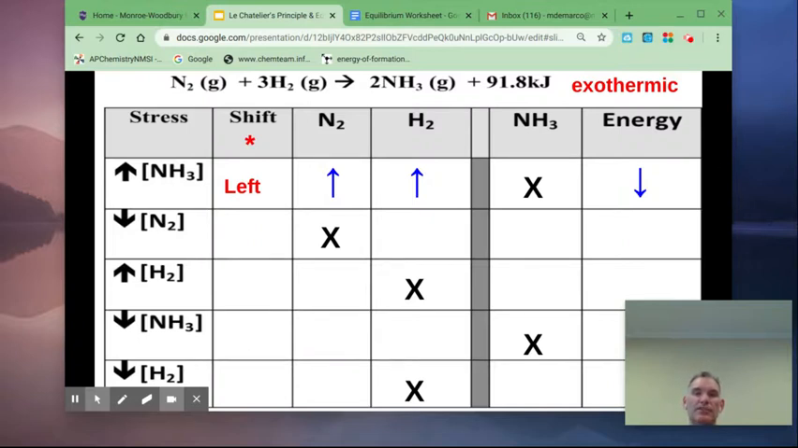So take a look at number 2. It says decrease N2. So remember, the rule is remove shifts to the same side. So if I'm taking out N2, I have to find where N2 is.